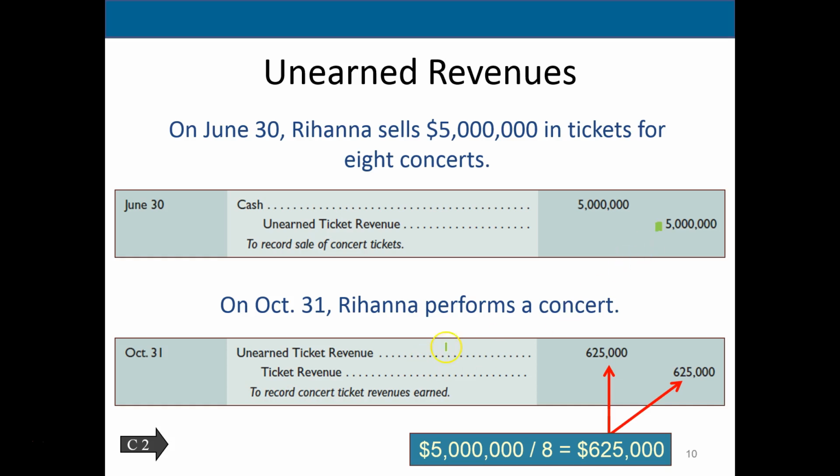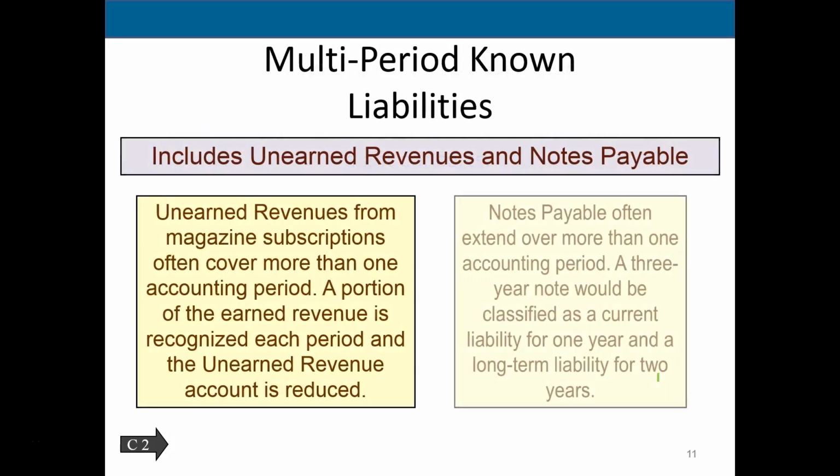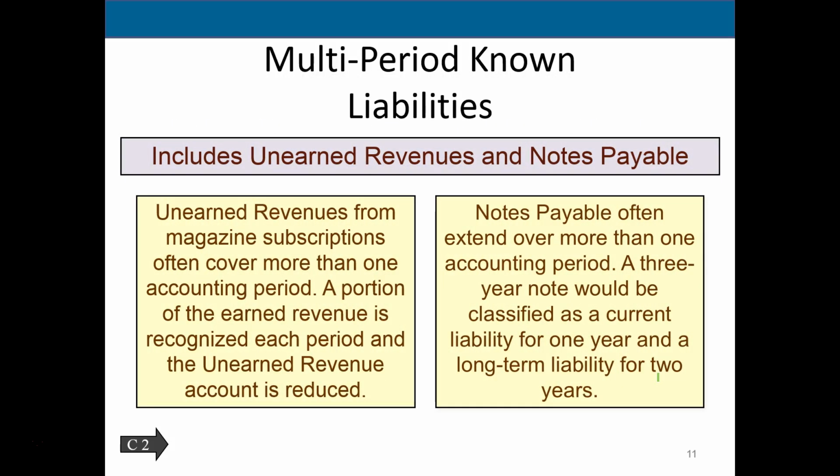Then when we perform one of the concerts, now we're going to reduce that liability. The liability has a credit balance of the $5 million. We reduce it by doing the opposite thing to it, making it go down with a debit. And now we get to credit the revenue that we have now earned for the concert that we have performed. Revenue has a credit balance. We're making it go up with a credit and therefore doing the same thing, which will make net income go up as well. So multi-period liabilities include unearned revenues and notes payable.